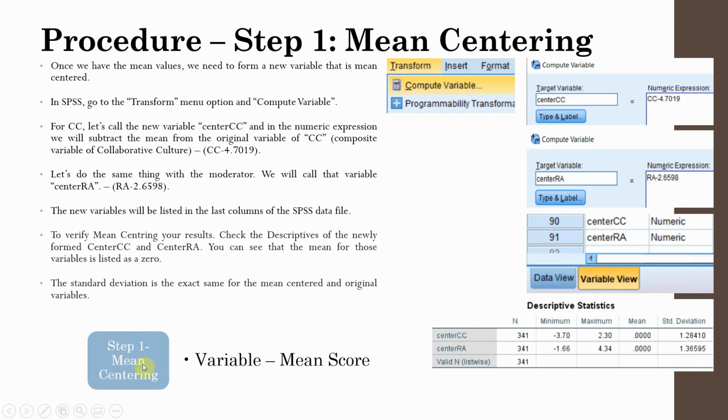So here is our step 1 for moderation. Mean centering. Variable minus the mean score.